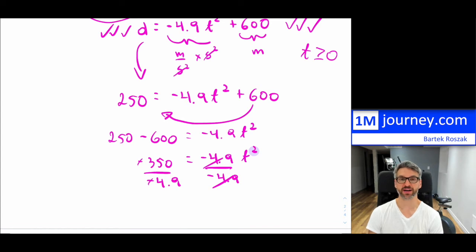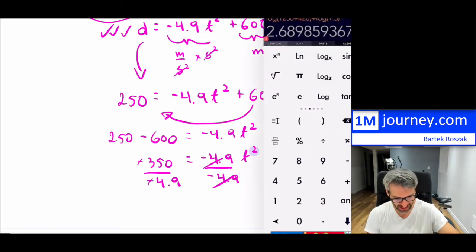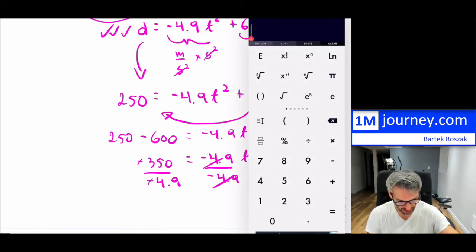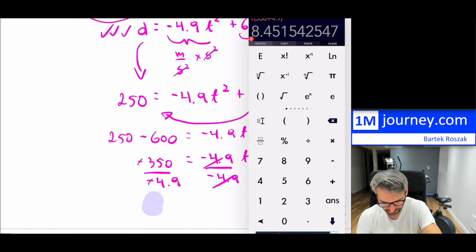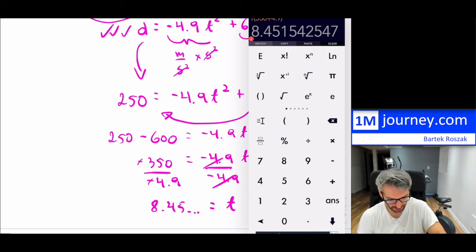So this comes back to learning square roots, or roots in general, from grade 9. So what is the answer? Well, it's the square root of, and now I'll put it in brackets, 350 divided by 4.9, and that equals 8.45 and so on. You can round this, and this is in seconds.